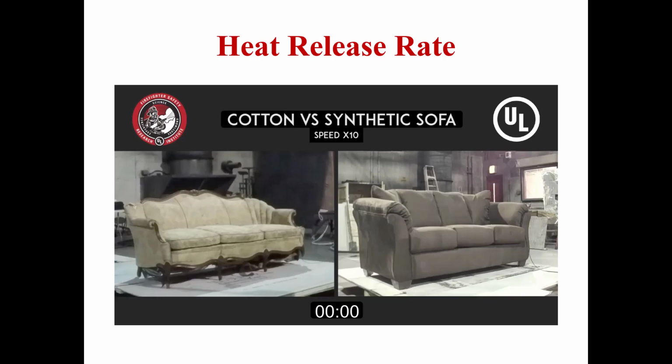So this is a demonstration of heat release rate. It's a cotton sofa versus a synthetic sofa that are lit at the same time. And we'll notice the time frame: it's speed times 10, so this is not real time, it's been sped up. But we'll see the difference between the cotton sofa here on the left and the synthetic sofa on the right, which is a modern furnishing. So we have the ignition of the fires. We're going through that incipient phase.